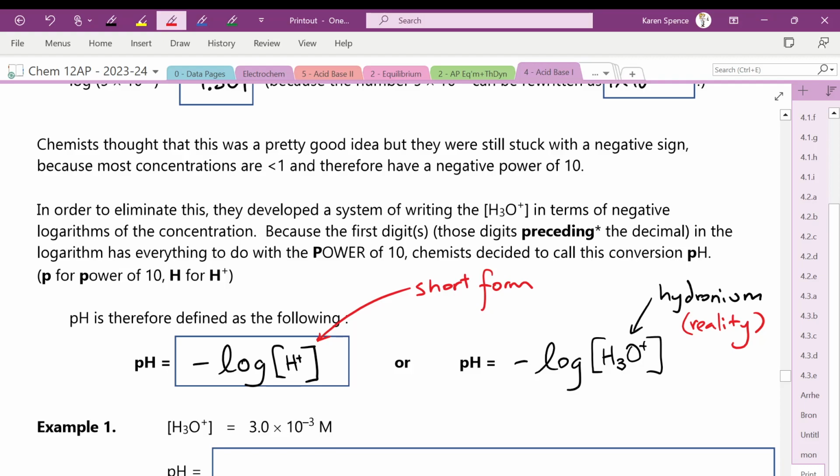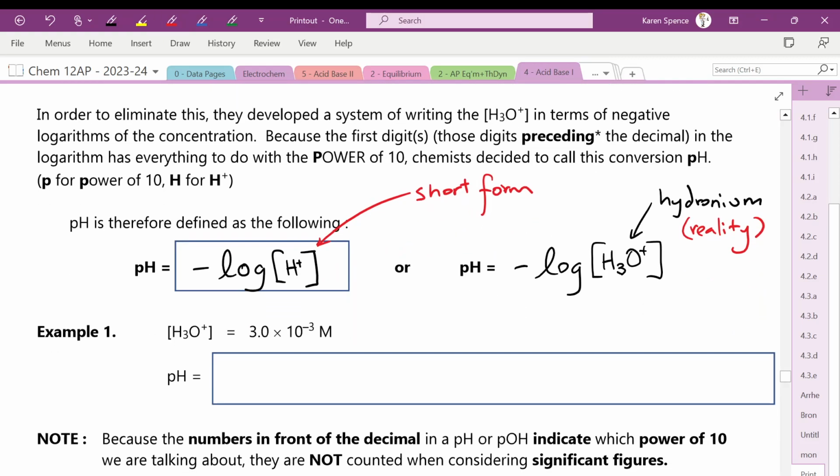Okay, so in reality, if you're in water, is there any H plus floating around? No. In reality, if you're in water, it's H3O plus. Could you please calculate the pH of H3O plus? And actually, we're going to do this one together because I want to show you all that you need to do to get the marks. You actually need to show the formula. So you would write pH is equal to negative log of H3O plus. So you get a mark for the formula.